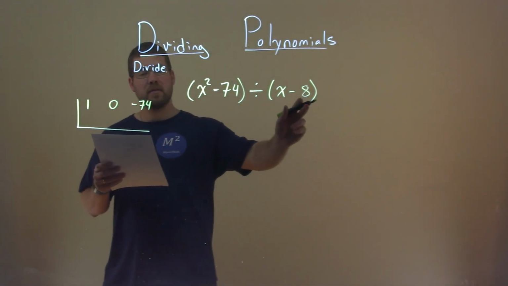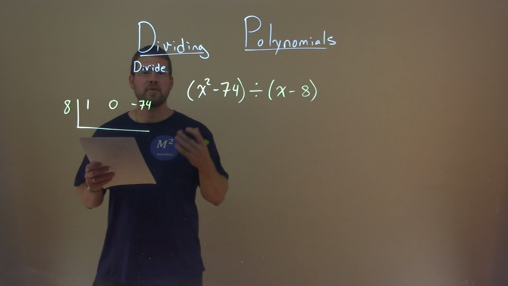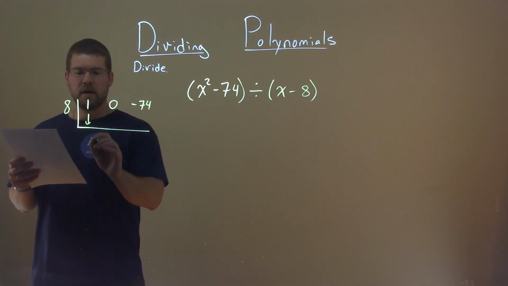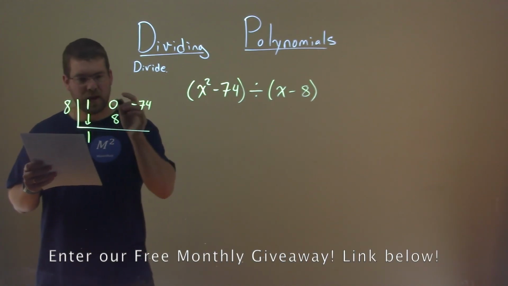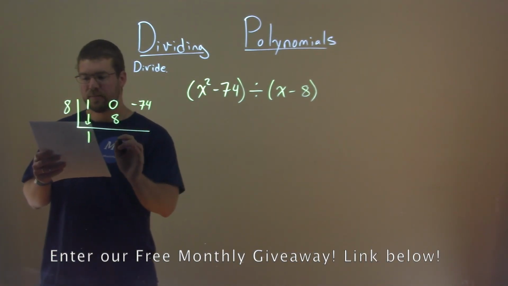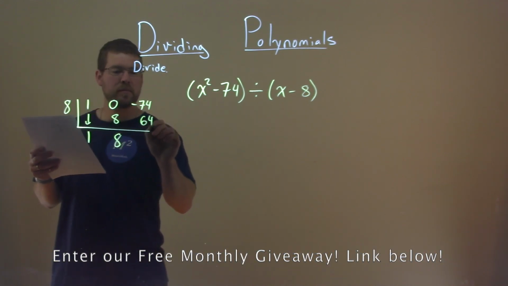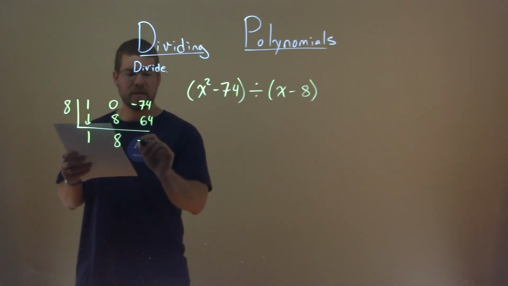We have x minus 8. Opposite of minus 8 is a positive 8. Now we're set up to divide synthetically. Bring down the 1. 8 times 1 is an 8. Add the two together. 0 plus 8 is a positive 8. 8 times 8 is 64. And negative 74 plus 64 is a negative 10.